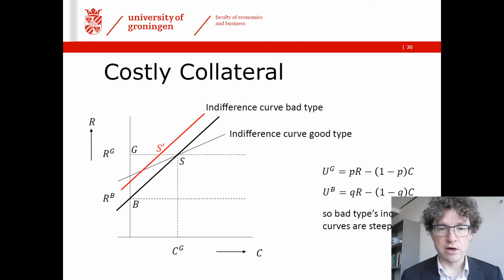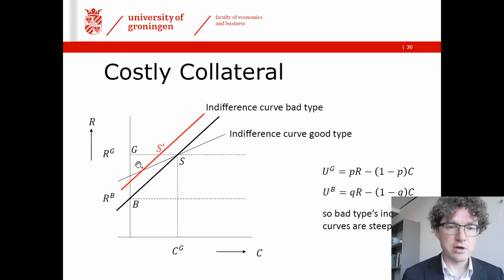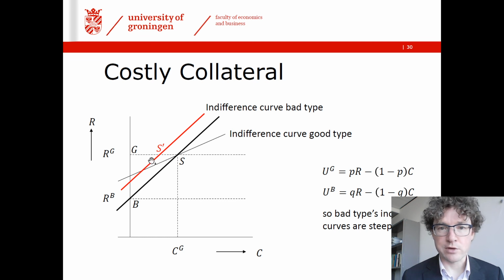So just to make the counterfactual here, if instead you offer a different contract as a good type contract with some lower collateral S prime, then you see this S prime contract will lie on a higher indifference curve, an indifference curve associated to a higher surplus for the bad type, so still that would be preferred by the bad type. So it's the thick black line which you want to remain below, essentially.